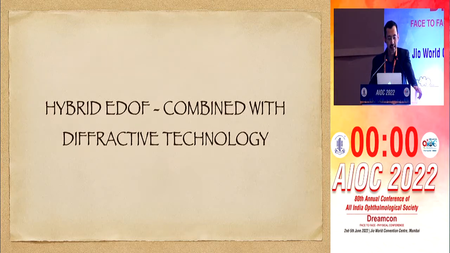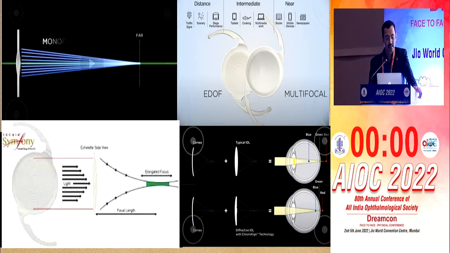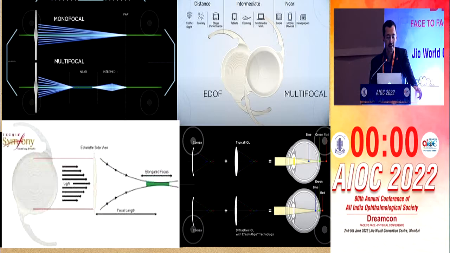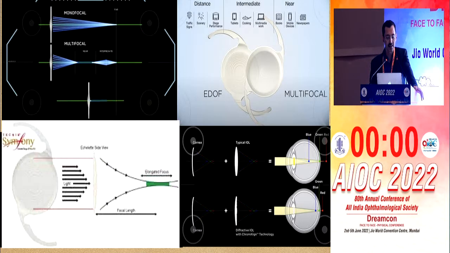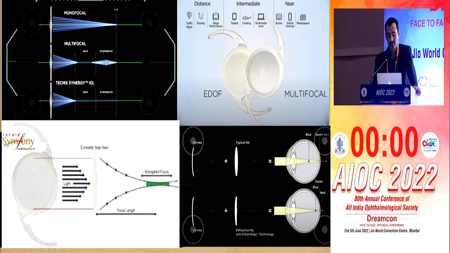Coming to hybrid EDOF lenses, that is wherein a diffractive element is used. Mostly it's used in Symphony and Synergy lenses. Here, the diffractive elements are modified in such a way that it gives a continuous focus or an elongated focus. However, certain limitations of the diffractive lens remain with such kind of EDOFs.